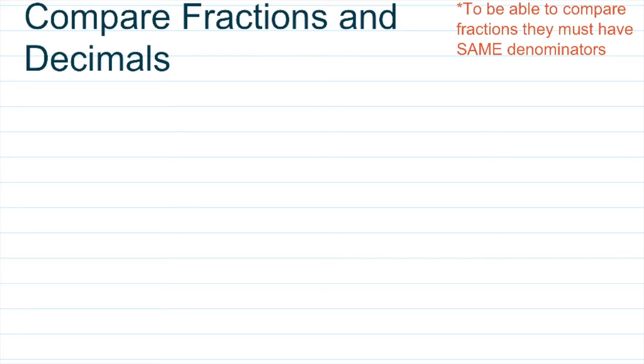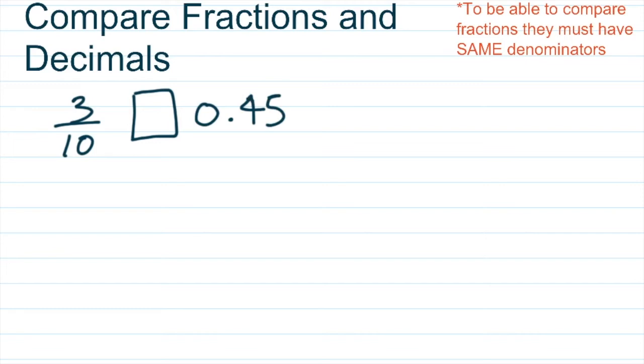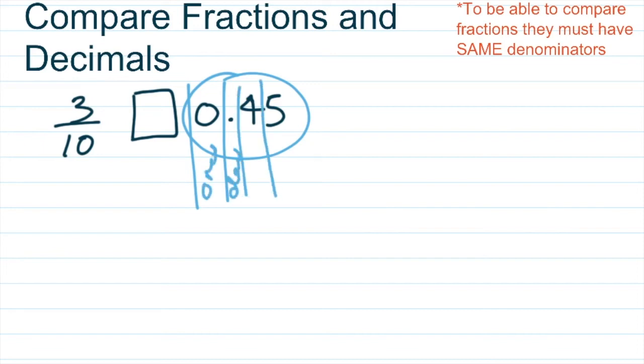We're going to be using 3/10 as our example, and we are going to compare it to 0.45 hundredths. So the first step that we need to make is to convert this decimal into a fraction. To be able to do this, we need to notice that these digits have a certain place value. This one should be the ones place, this one is going to be the tenths, and this one is going to be the hundredths.